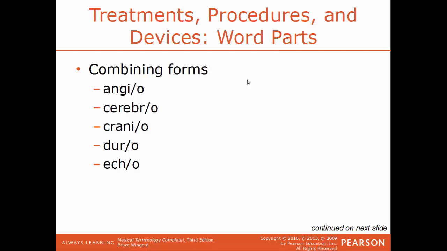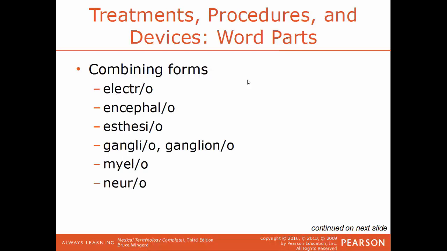Echo is a reference to reflected sound. Electro is a reference to electricity. Encephalo is a reference to the brain. Esthesio is a reference to nervous sensation. Ganglio is a reference to ganglion, which are cell bodies of the nervous system. Myelo is a reference to the spinal cord. And neuro is a reference to nerves.